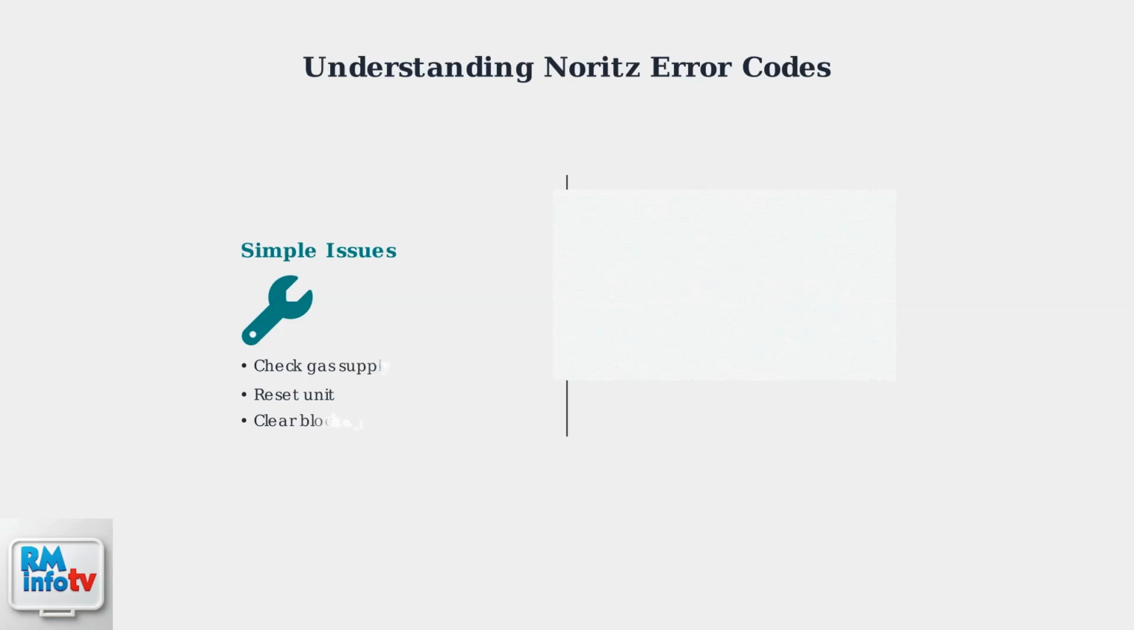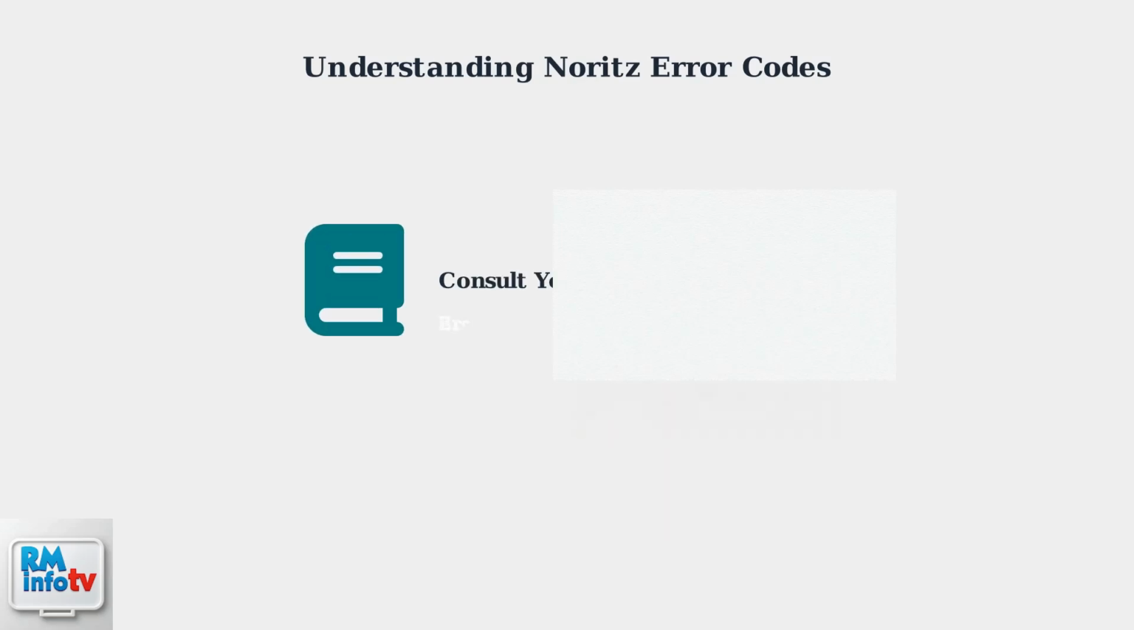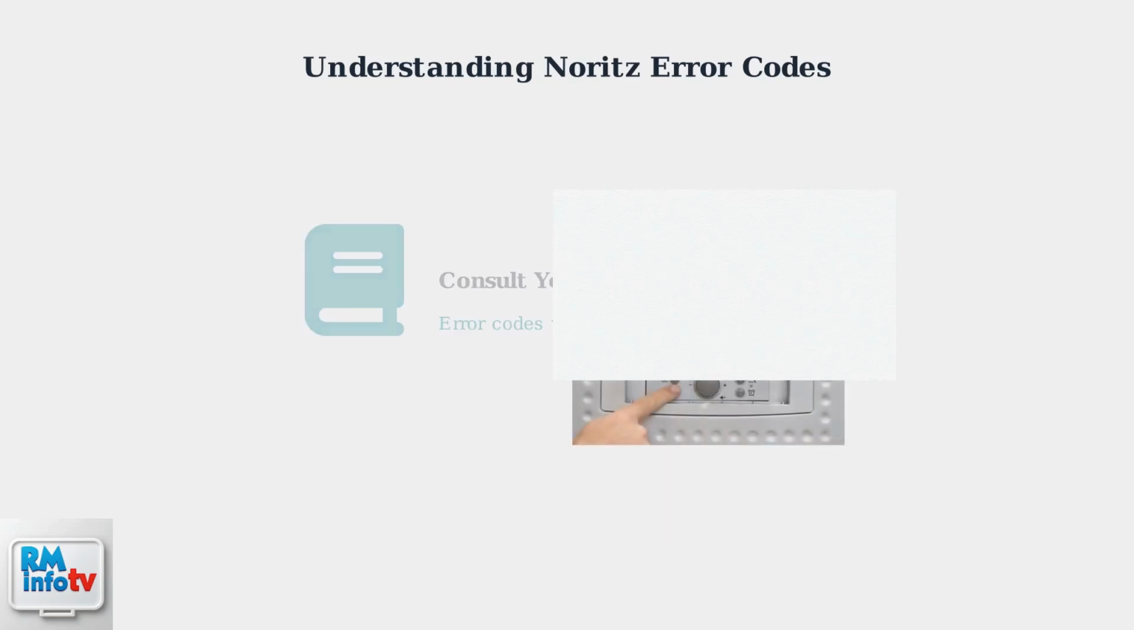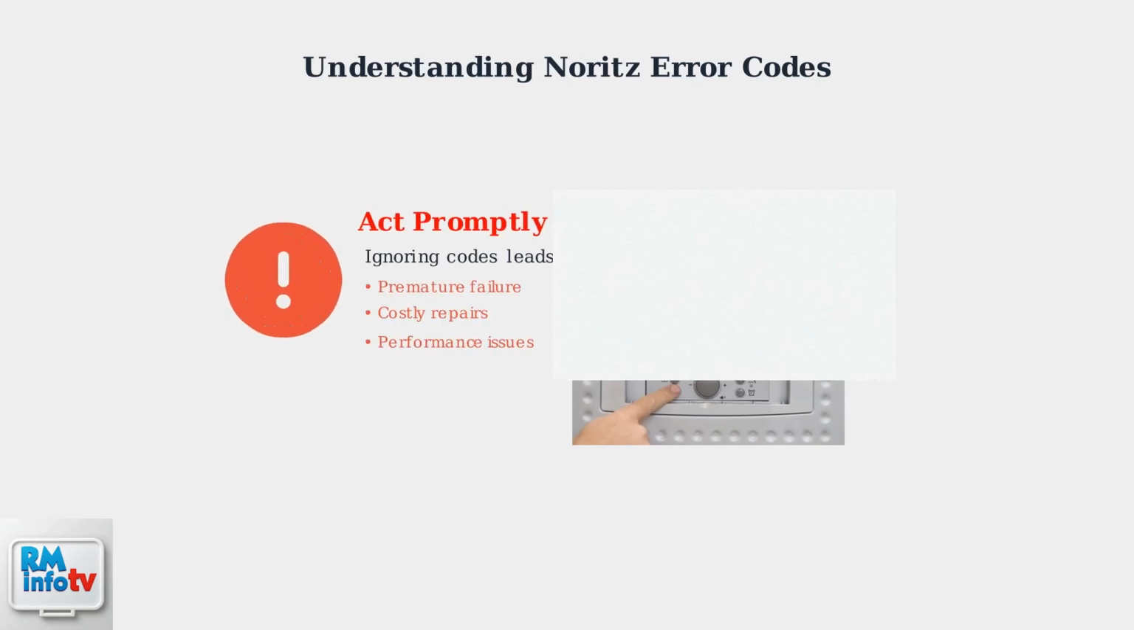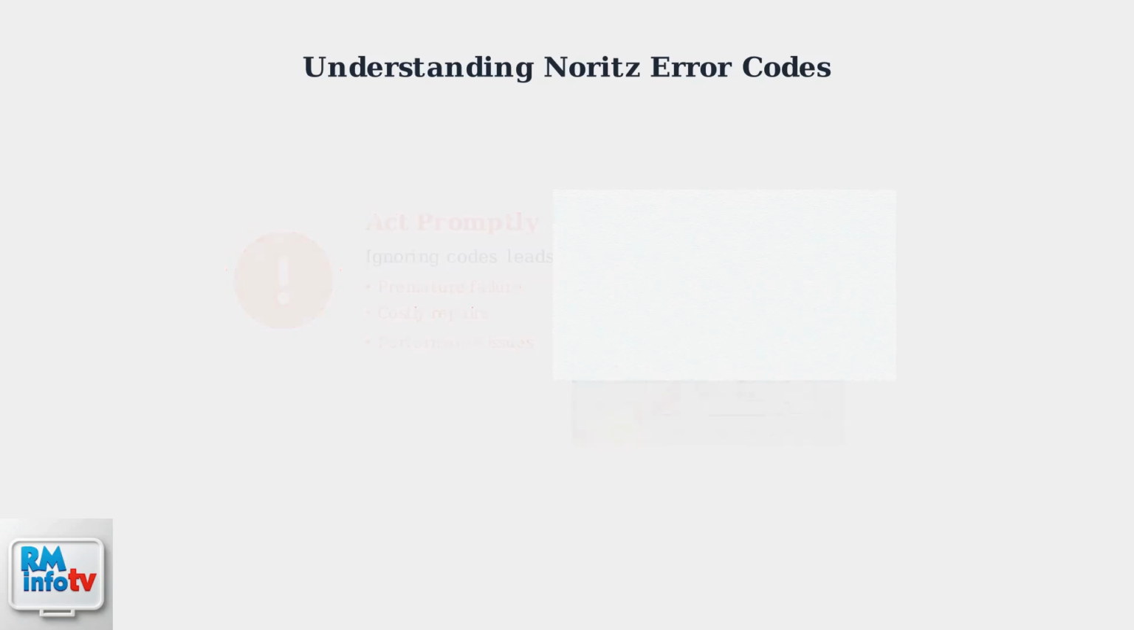When an error code appears, it's important to understand that while some issues can be resolved with simple troubleshooting steps, many require the expertise of a licensed professional. Always consult your specific unit's manual for error code information, as codes and troubleshooting steps can vary significantly between different Noritz models. Remember, ignoring error codes can lead to premature unit failure and costly repairs. Addressing them promptly is crucial for maintaining your water heater's performance and longevity.